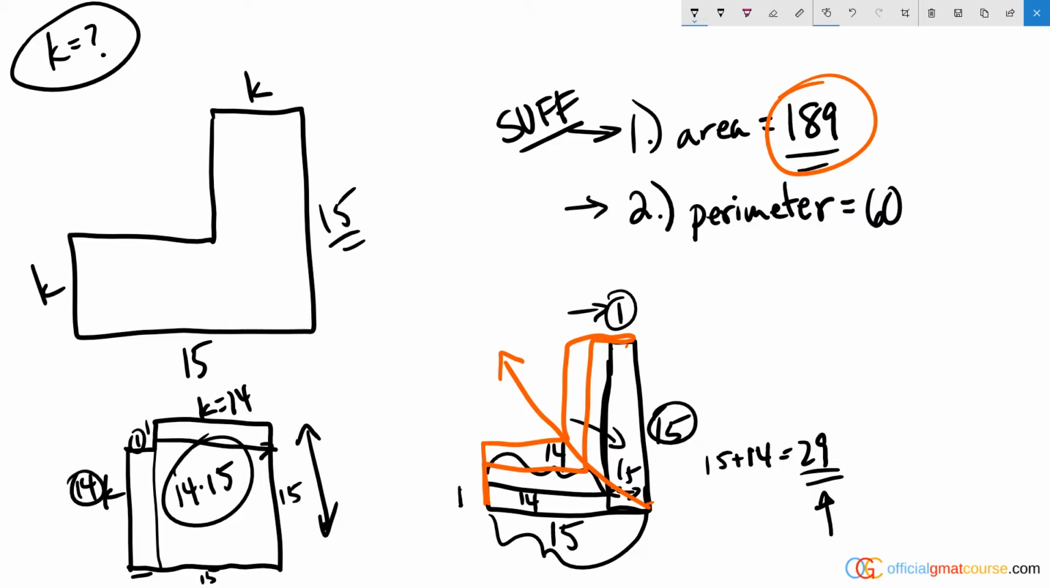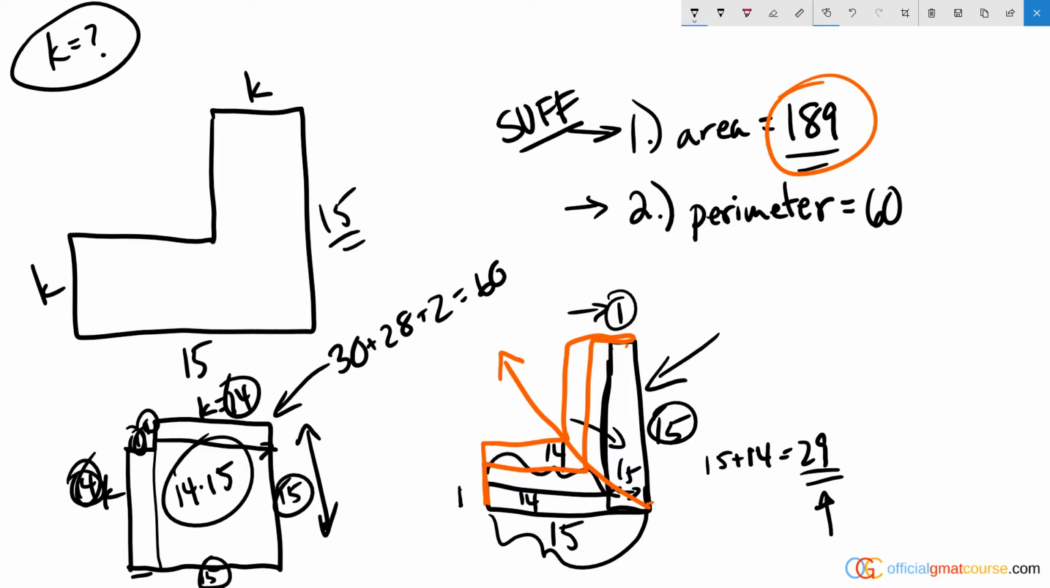Statement 2 says the perimeter is 60. Well, look at the two examples we painted before. The perimeter of the first example was 15 plus 15, which is 30, plus 14 plus 14, which is 28, plus 1 plus 1, which is 2, and that gives us a perimeter of 60.